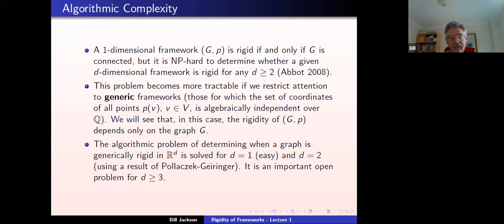So this gives us an algorithmic problem of determining which graphs are generically rigid in d-dimensional Euclidean space. And as we saw in the first bullet point, this is easy for d equals 1. In fact, it can be solved for arbitrary frameworks, not just generic frameworks. It can also be solved algorithmically for d equals 2 using a theoretical result of Pollaczek-Geiringer, which again we will see towards the end of the lecture. So that's d equals 1 and d equals 2. As soon as we get to d greater or equal to 3, it becomes an important open problem whether a graph is rigid generically.